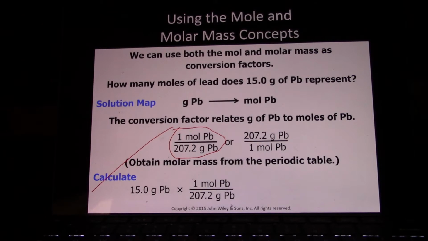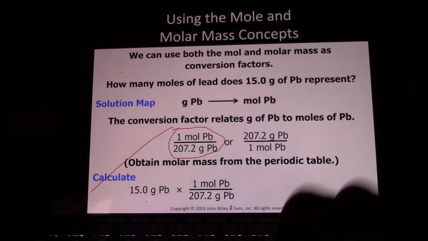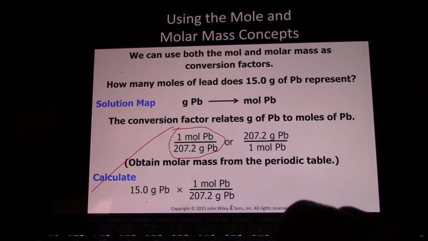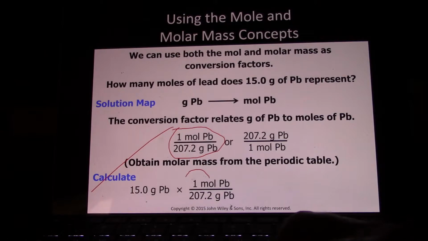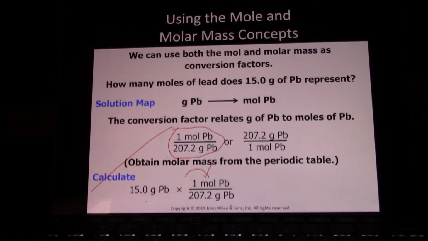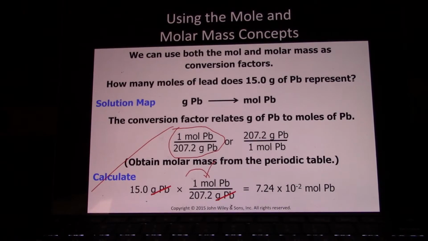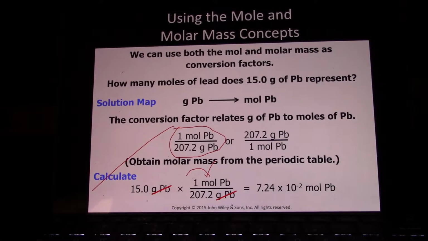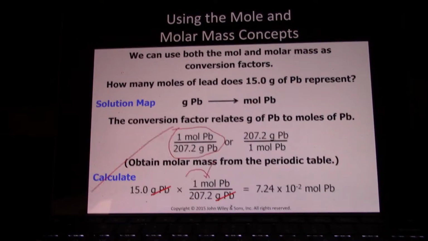15 grams of lead times 1 mole of lead divided by 207.2. We're converting into moles, and that's why moles goes on top. If we were converting into grams, then grams would be on top. Again, whenever you use a conversion factor, the unit that you're converting into goes on top, and the old unit goes on bottom. And we get 7.24 times 10 to the minus 2 moles of lead.